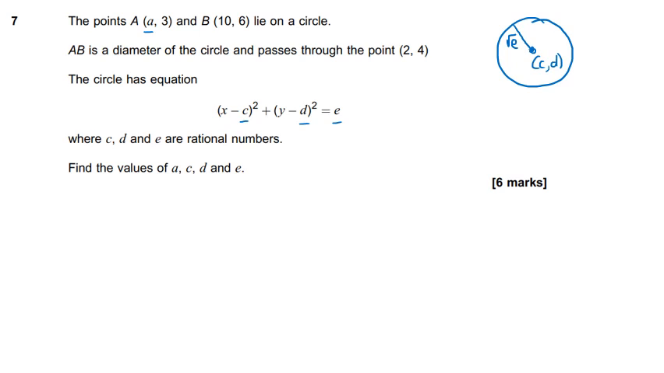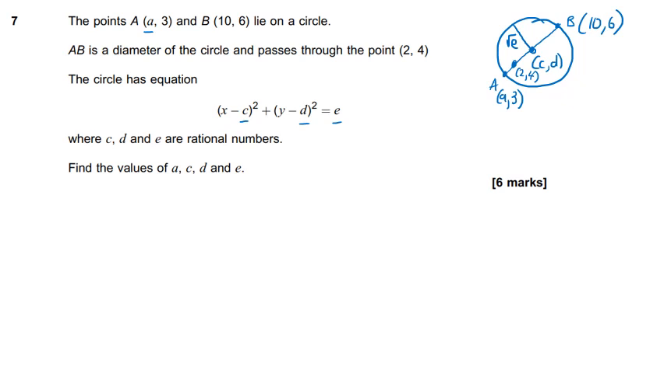We also know that there are 2 points on the edge of the circle, A and B, and they're a diameter of the circle. So they pass through the center, and the point 2, 4 is also on there. I'll just put all of that information on the diagram.